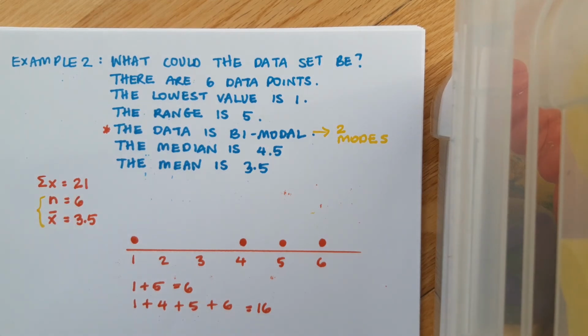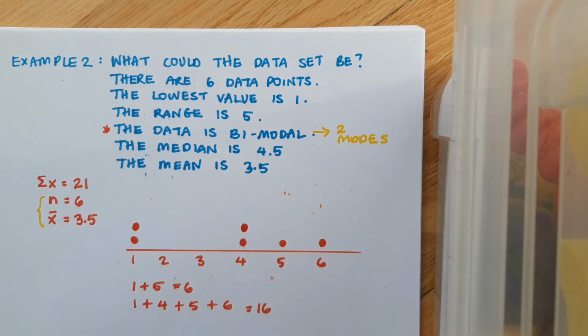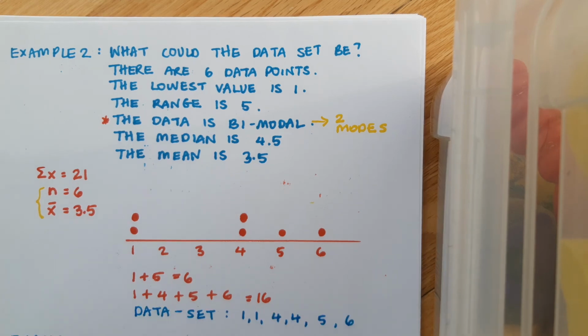And I want my data to be bimodal. So it seems pretty clear that I should be marking in 1 and 4, because 1 and 4 add up to 5 and they create a situation where my data is bimodal. So let's do one more example, and this time I want to take a slightly different focus. Although before I move on, I want to just make a record of my data set for the end of example 2, which is 1, 1, 4, 4, 5 and 6.